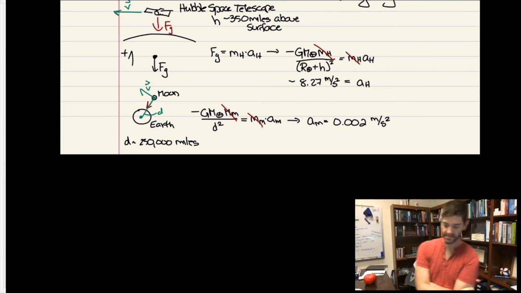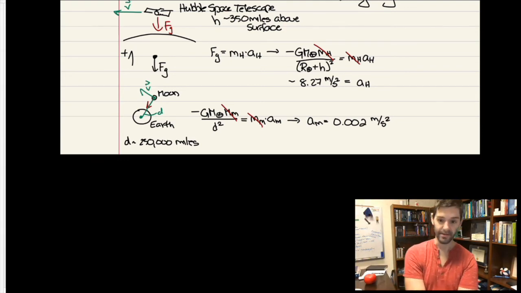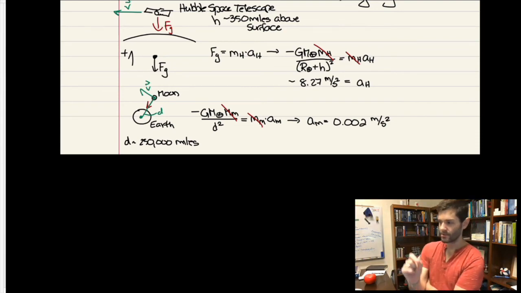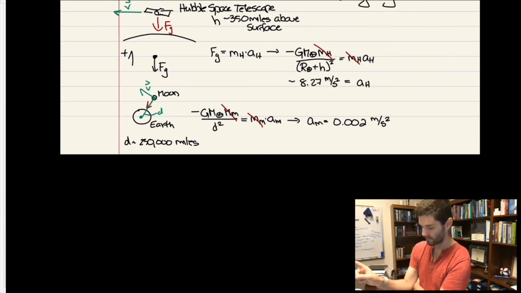The moon feels an acceleration towards the Earth, but not 9.8, but more like 2 times 10 to the minus 3 meters per second squared. And just so there's no confusion, this is not the acceleration you would feel on the surface of the moon.